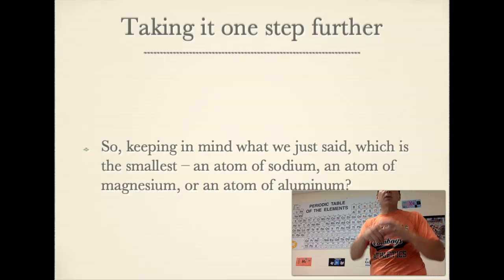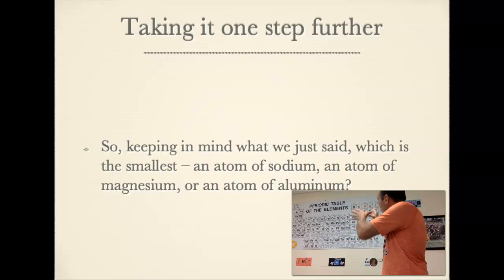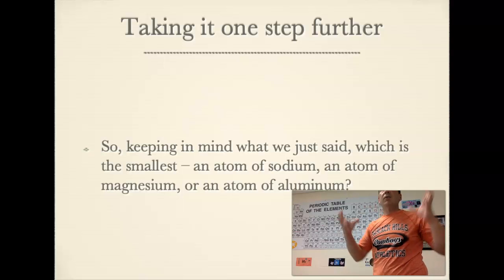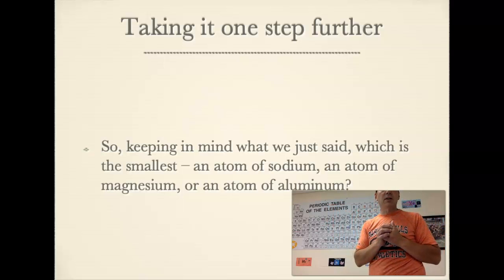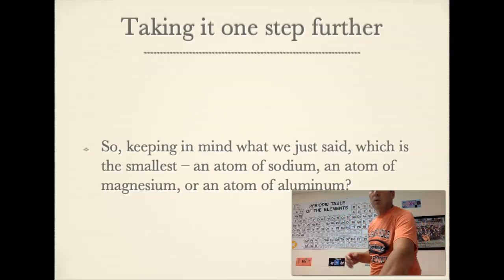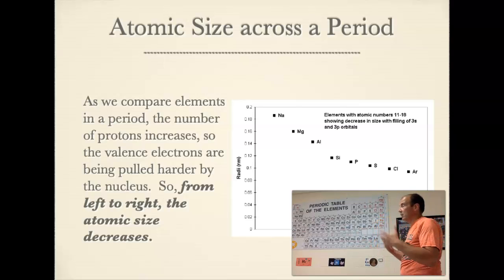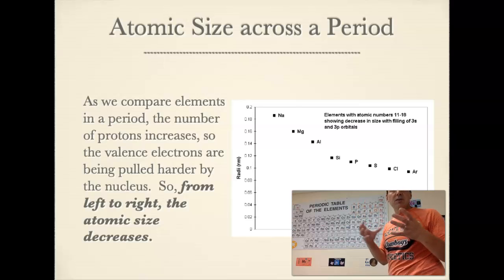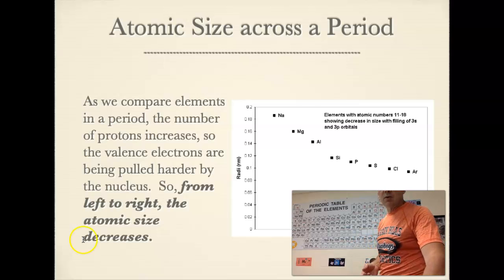All right, well, let's focus, like the slide says, just on sodium, magnesium, aluminum. We already established that aluminum had the strongest nucleus of those 3. So if it's stronger, what's it doing to the electrons? Pulling it inward. So what's that going to do to the size? It's going to shrink it. Okay? So one trend that we're going to talk about is the idea of atomic size or radius. As we compare elements from left to right, because the nucleus is getting stronger, the size is getting a little smaller. And you see that on the graph here.